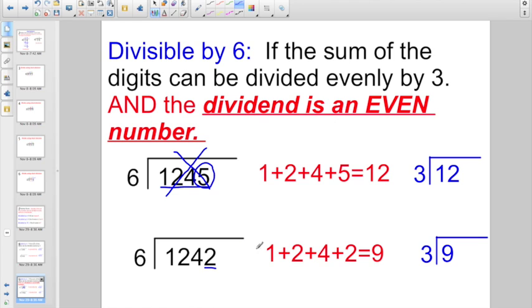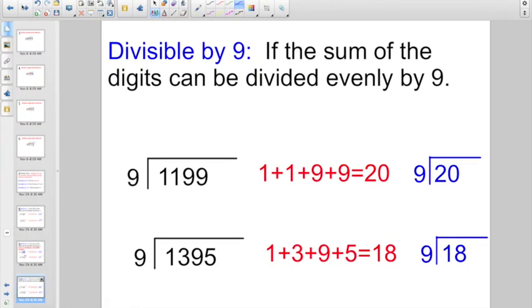1 plus 2 plus 4 plus 2 again, that equals 9. And you don't want to go and divide by 6. You want to just use the same old 3. Is 9 divisible by 3? Yes, it is. 1,242 is going to divide evenly without a remainder, and I didn't even have to divide it. I know it's going to divide evenly because I understand the divisibility rule for 6.